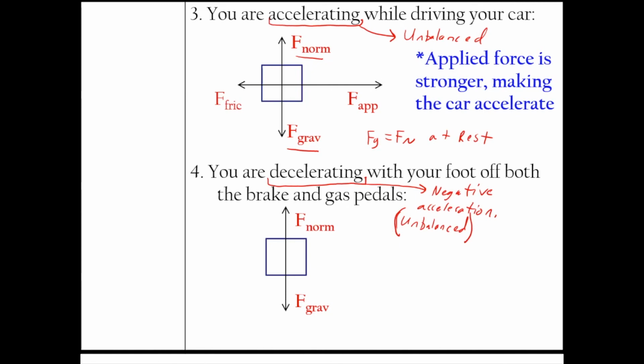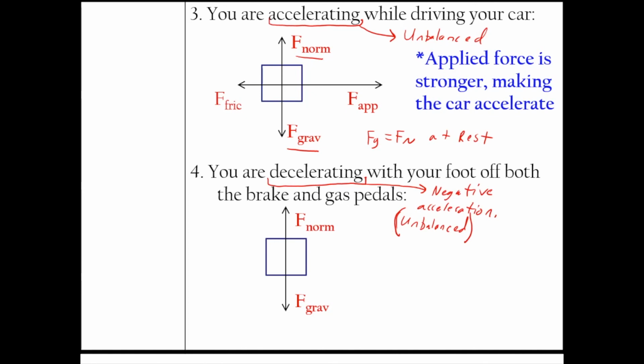If we were driving on a hill, we would have a different free body diagram. But for the sake of the problem, let's keep things simple and say that we're just driving on a flat street. So now we need to look at our problem and see that we're decelerating with our foot off both the brake and the gas pedal. This means that nothing is being applied to the right to move us. So therefore, we are not going to have a force pushing to the right anymore.